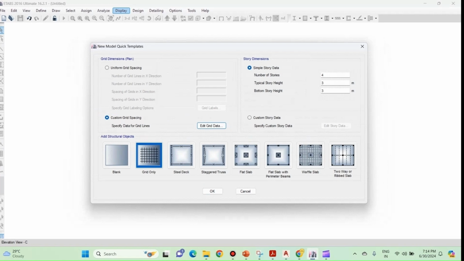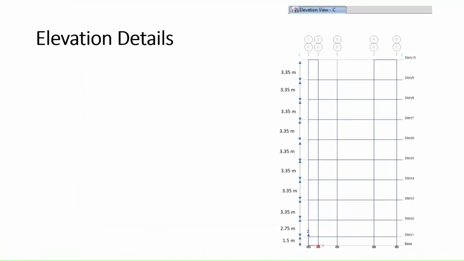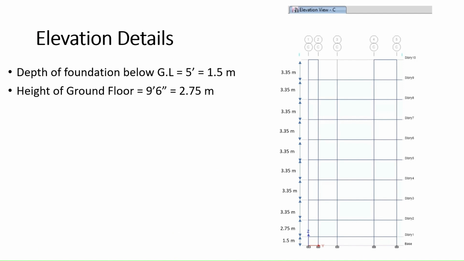Now let's enter the story data. So in our building, the depth of foundation below ground level is 5 feet, which is 1.5 meters. The height of ground floor is 9 feet 6 inches, which is 2.75 meters. And the height of typical floor is 11 feet, which is 3.35 meters.